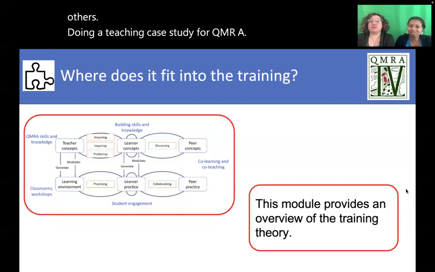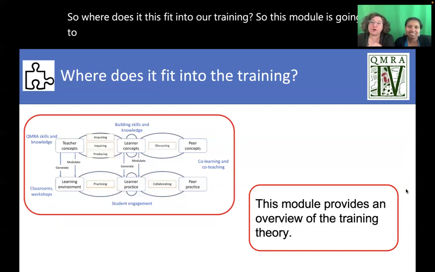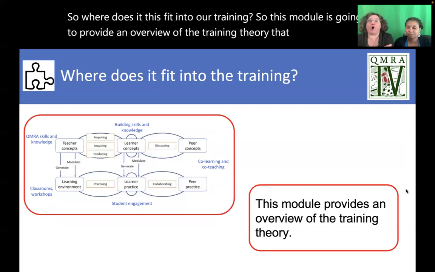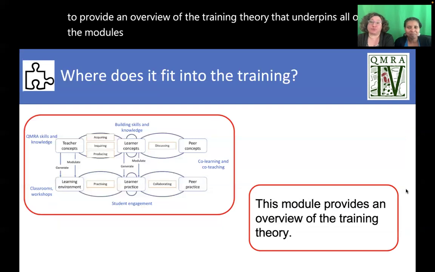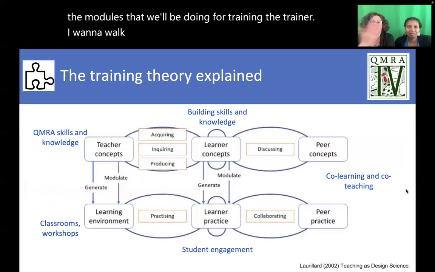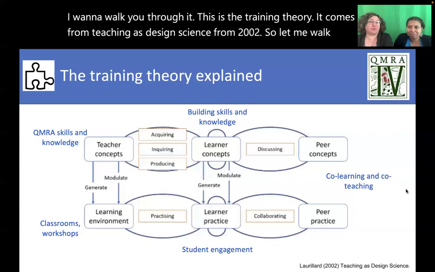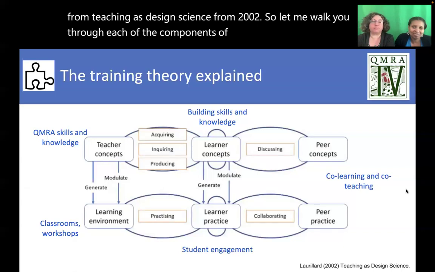So where does this fit into our training? This module is going to provide an overview of the training theory that underpins all of the modules that we'll be doing for Train the Trainer. I want to walk you through it. This is the training theory. It comes from Teaching as Design Science from 2002. So let me walk you through each of the components of this theory.